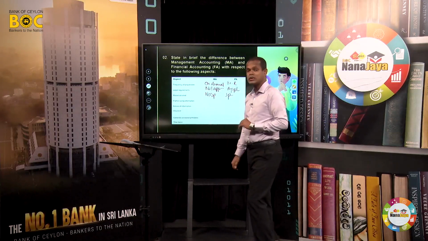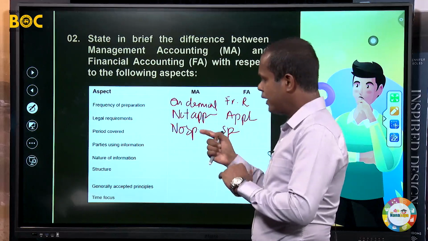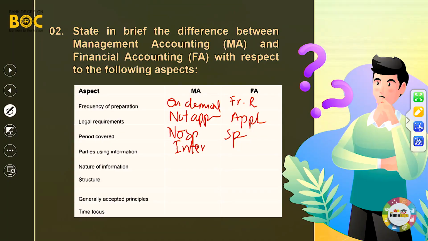The parties using the information. Management accounting: internal parties, management. But financial accounting: both. Financial accounting information may be used by the management or external outsiders, all parties. For management accounting, only managers or internal parties.